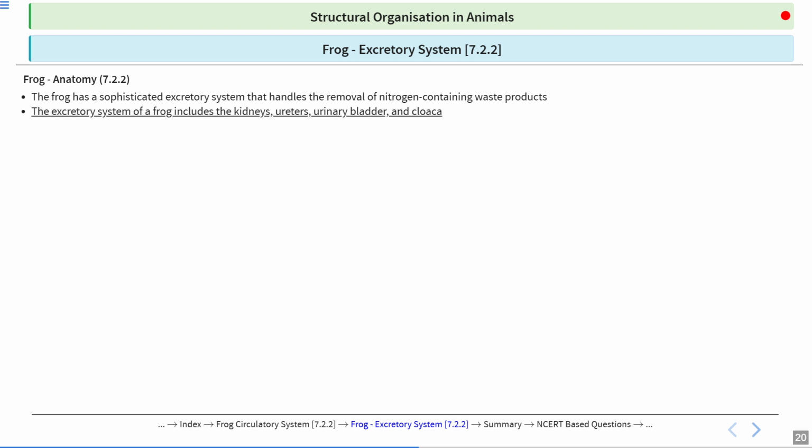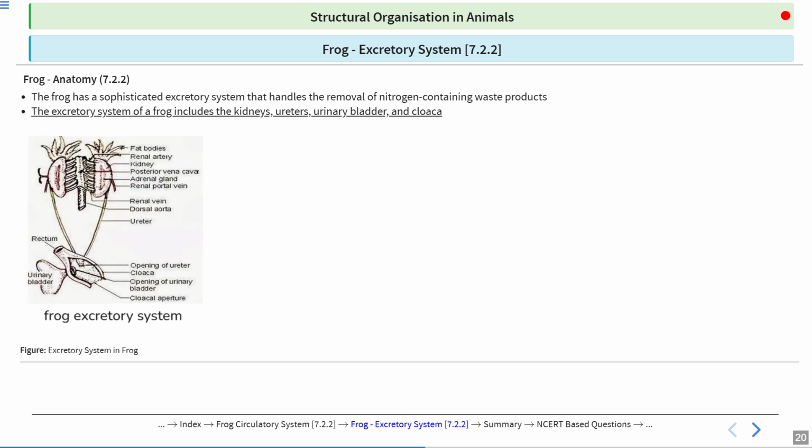So the excretory system of a frog includes the kidney. What are the different organs that unite together to form this well developed system? They have kidney, ureters, urinary bladder, and cloaca. All these unite together to form this excretory system.